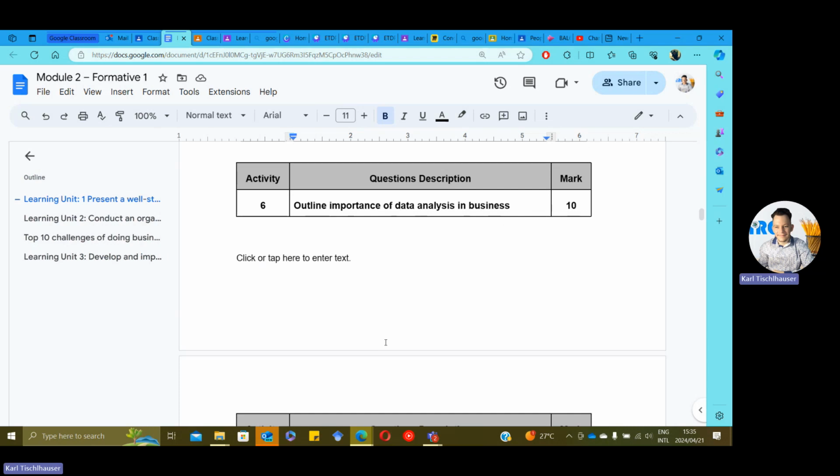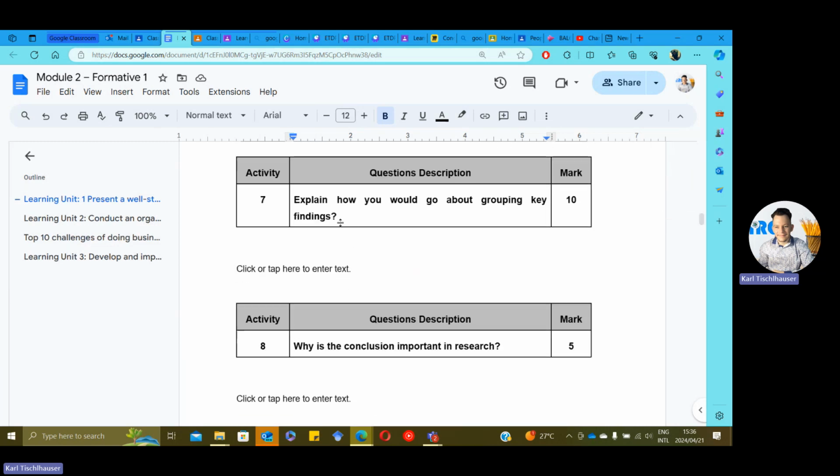Number 6 says outline the importance of data analysis in business. Remember, I showed you how data plays a role in many aspects. If you go back to the slide, you'll see it played a major role in several different departments. So we were looking for that. When we say outline, they don't want too much depth or detail. If you provided me with 10 points on the 10 different areas that data analysis would impact a business, then you'd get your 10 marks easily.